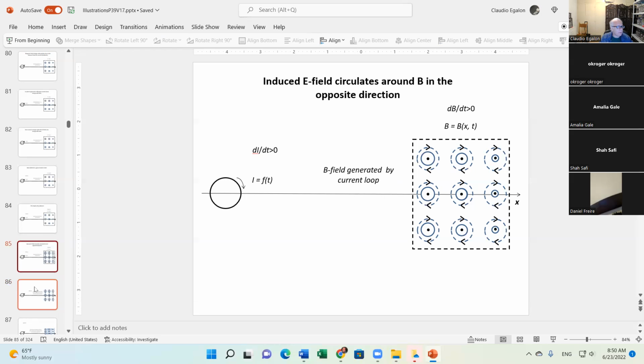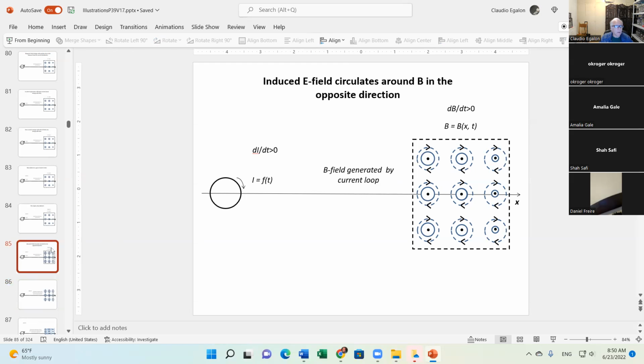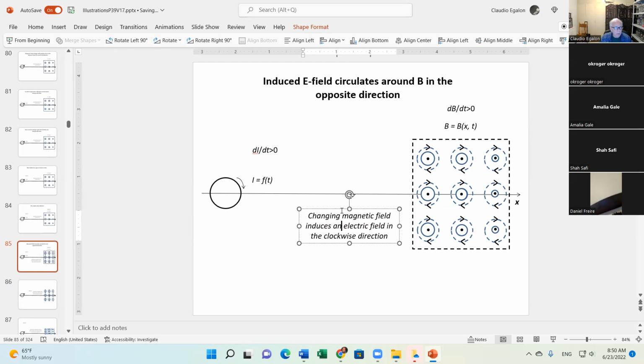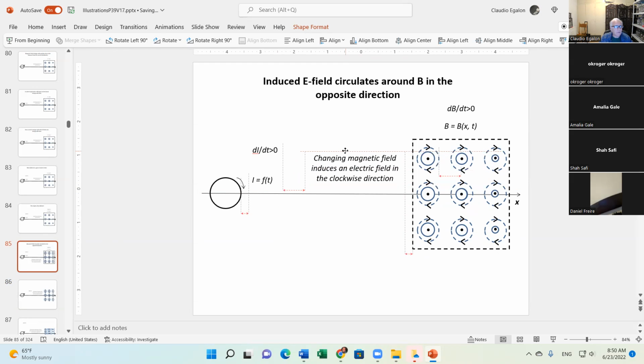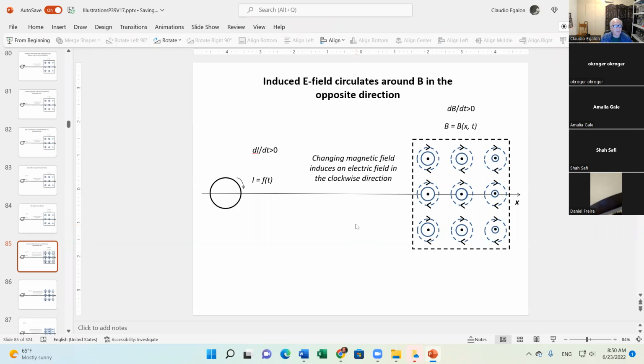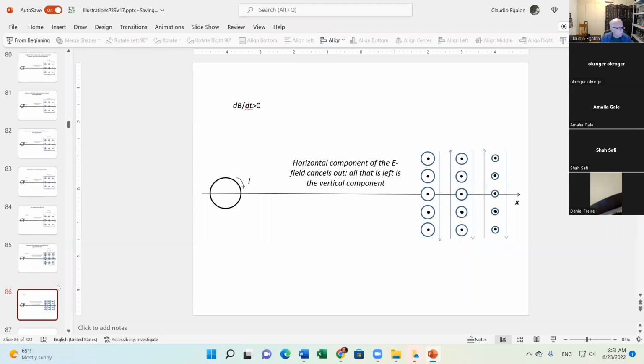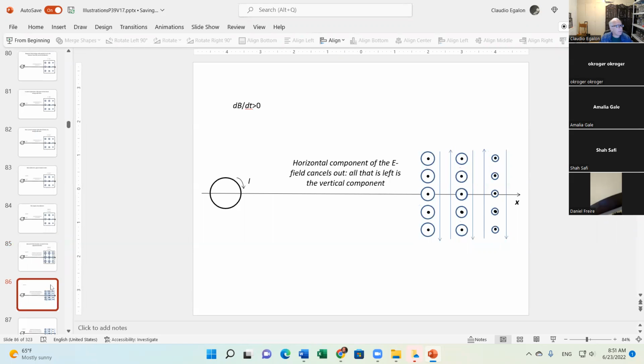Changing magnetic field, here you go. Let me put that here. Changing magnetic field induces an electric field in the clockwise direction. I don't need this other one anymore. What comes next is important as well.